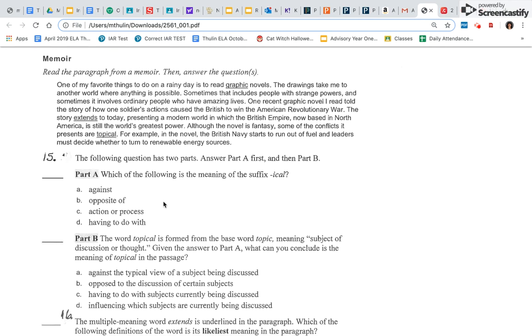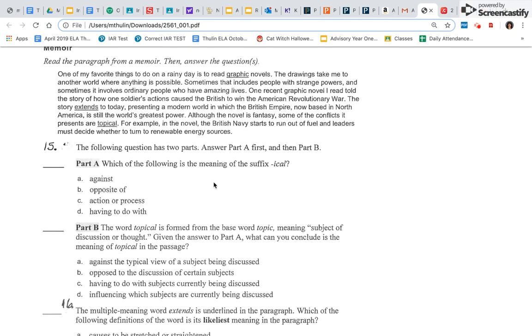So 15, the following question has 2 parts. Part A, then Part B. Which of the following is the meaning of the suffix ICAL? A, against. B, opposite of. C, action or process. Or D, having to do with.